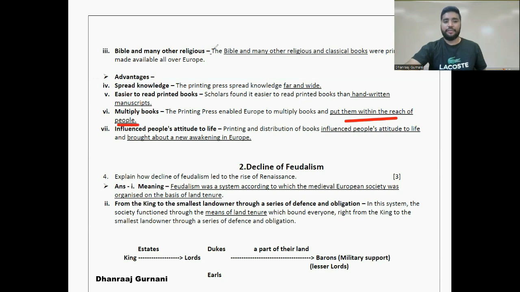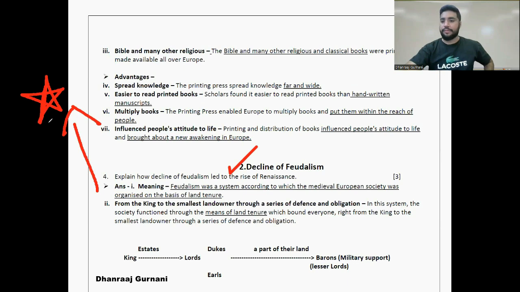And finally, influenced people's attitude to life. Printing and distribution of books influenced people's attitude to life and brought them a new awakening in Europe, thus leading to Renaissance. Moving to the second cause, decline of feudalism. A very, very important answer seen in maximum of the papers, a short one.